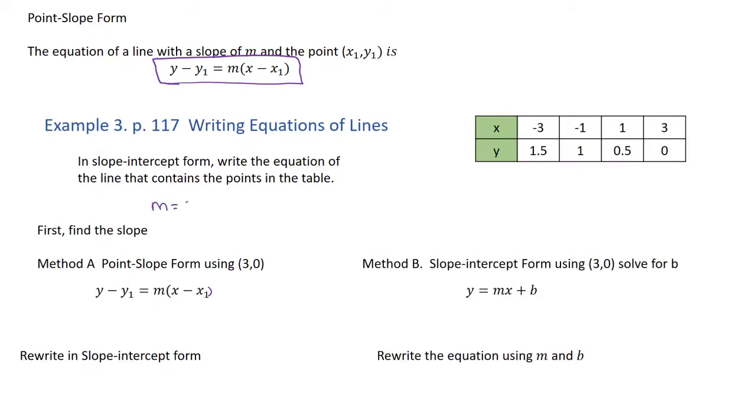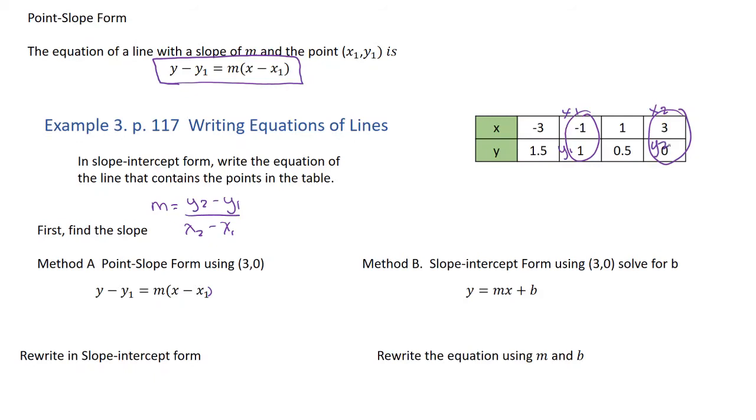Remember, m equals y2 minus y1 over x2 minus x1. So let's just choose some numbers. I like the numbers -1 and 1, and I like the numbers 3 and 0. They're a little bit easier to look at for me. So I'm going to label this x1, y1, and x2, y2, so I don't get confused.